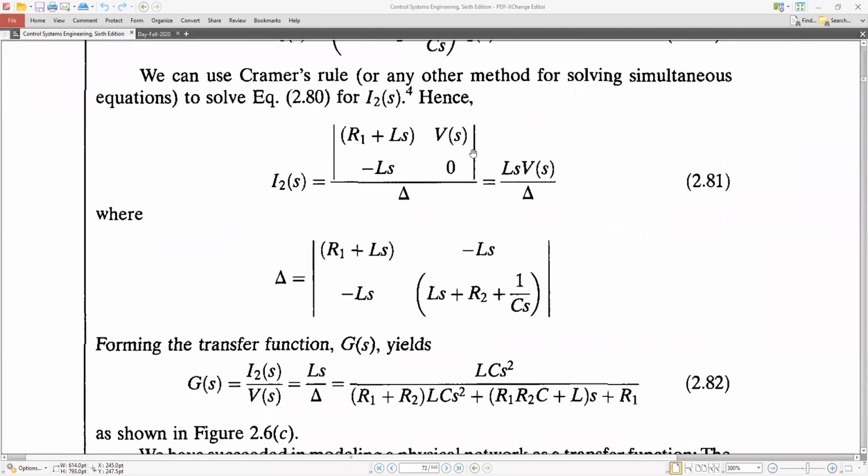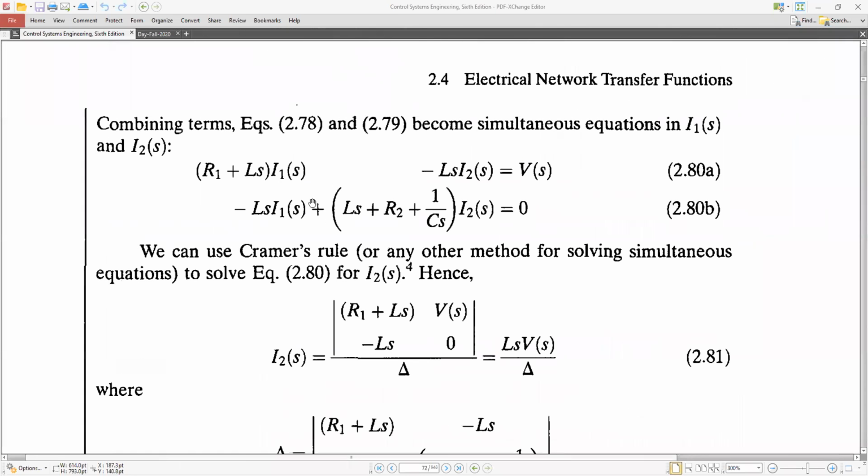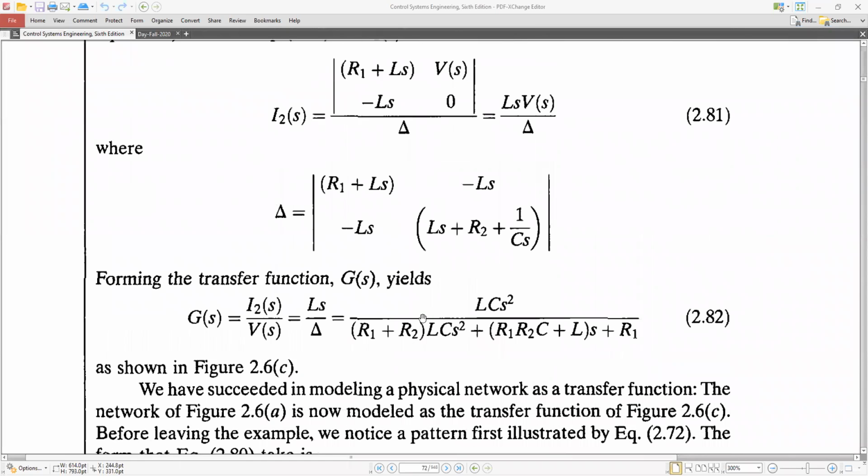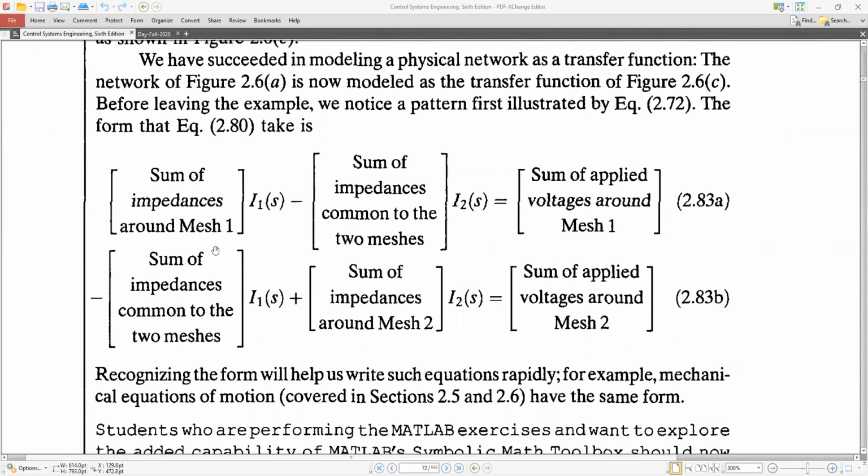See this. For the delta, what is the equation? They have taken this coefficient into consideration, so that is the way you can write this one. Now see, they summarize the equations here.